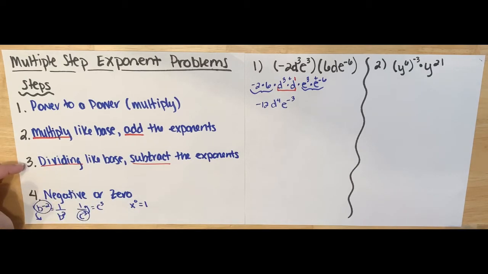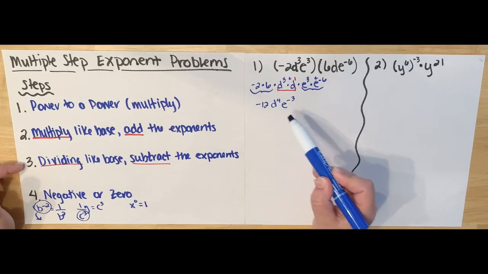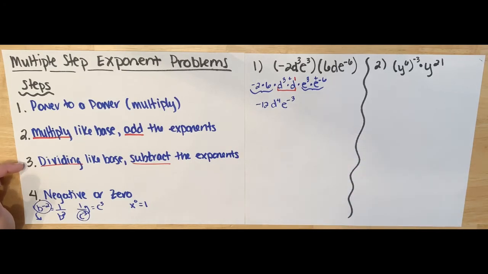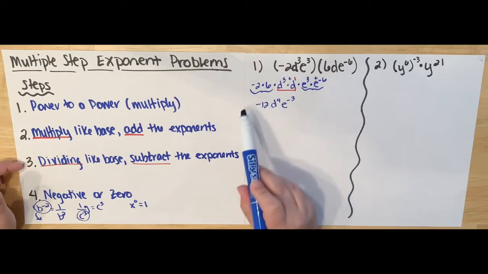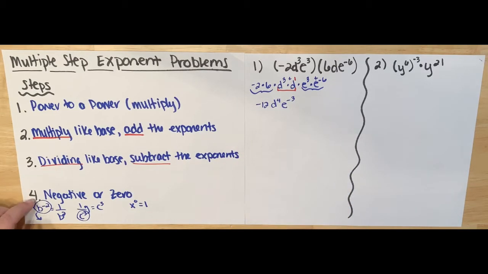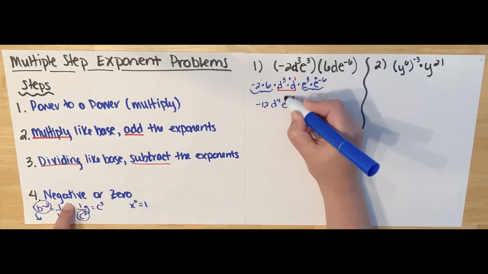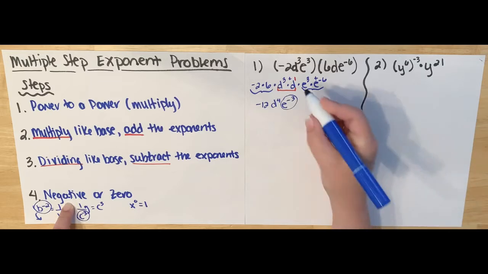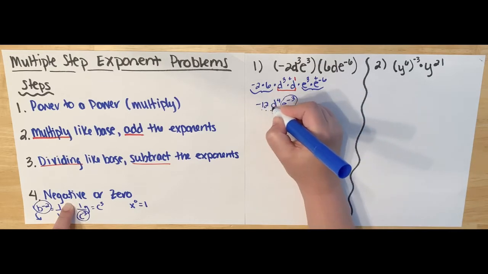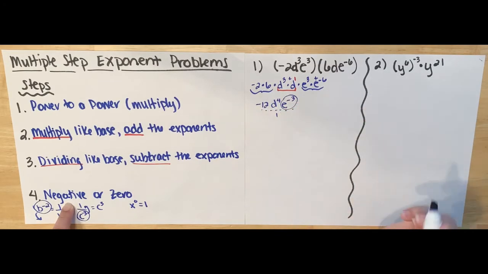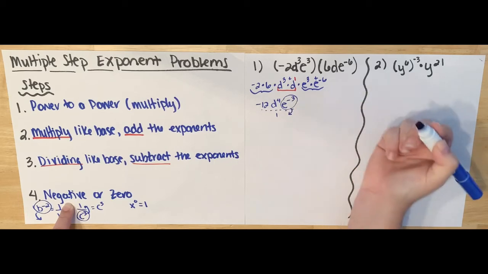I check for division of like bases next. My whole goal is to get it down to every letter showing once, or every number showing once, not having multiples of anything. There's no division in the problem, but I do have a negative exponent showing. The negative exponent is attached to the base of e, and it's in the numerator right now. If you don't see a denominator, it's always in the numerator. So it's going to move down.